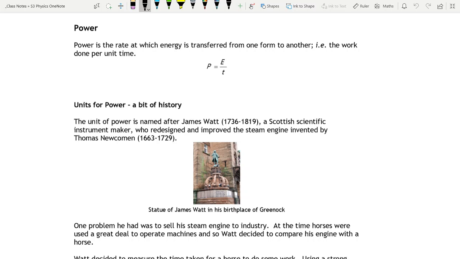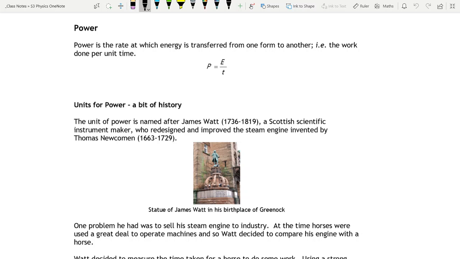So power. We've been talking about energy, about different energies. Power is the rate at which energy is transferred from one form to another. So the rate at which the gravitational potential energy changes into kinetic energy, so how quickly it does.